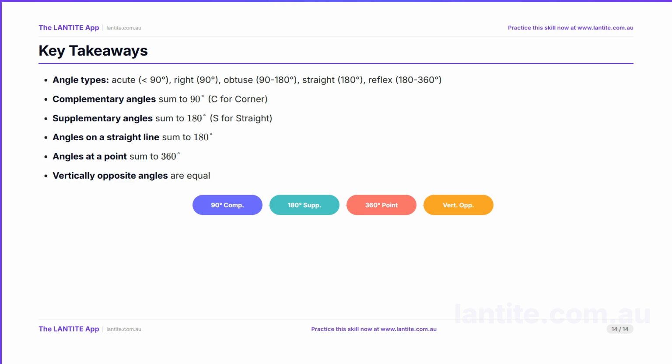Let's recap the key ideas. There are 5 types of angles: acute, right, obtuse, straight, and reflex. Complementary angles sum to 90 degrees, C for corner. Supplementary angles sum to 180 degrees, S for straight line. Angles on a straight line add to 180 degrees. Angles around a point add to 360 degrees. And vertically opposite angles are always equal. Master these rules and you will handle any angle question on the LANTITE with confidence.